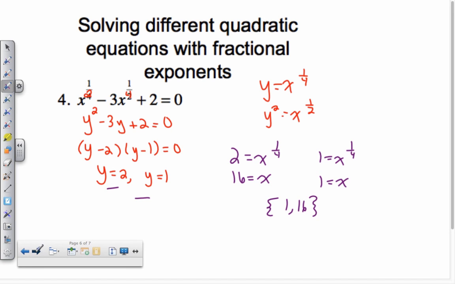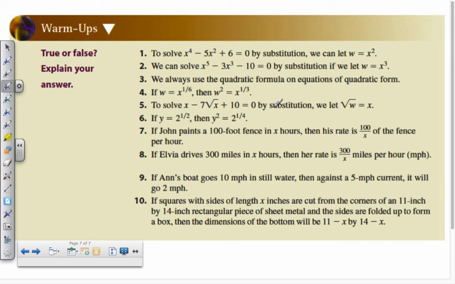Okay, so go ahead and do the true false, and then we'll start here. You do not need to worry for now about numbers 7, 8, 9, or 10. So just do the true false 1 through 6 for me, because these are word problems. We'll come back to those eventually.